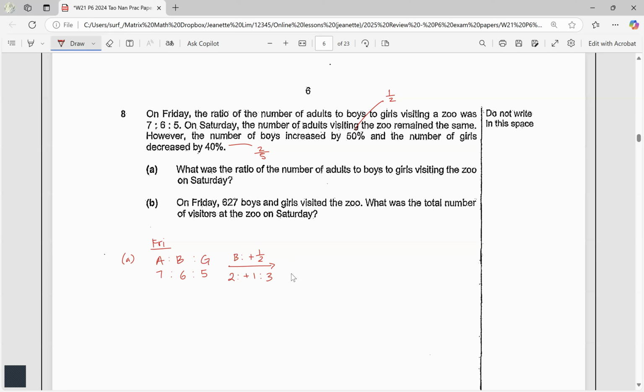Now for the girls, decreased by 2/5. So I minus 2/5. Again, this is a proportion transfer, and I'll do the same thing below. Minus 2/5 means that I start with 5 units, I take away 2 units. So 5, take away 2, left with 3. Then I'll end up with a ratio on Saturday, which I'm supposed to find.